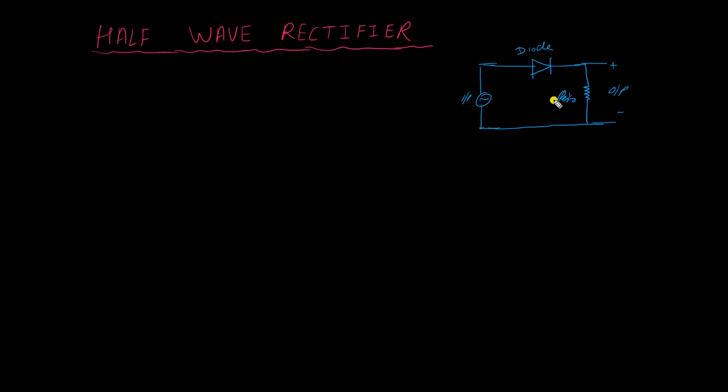Now let's analyze this situation in two parts. First case, forward bias. In case of forward bias, the diode will be like this. Here we will be positive and here we will get negative. So what will happen? In case of forward bias, we know that the resistance of the diode is 0 ohm, that is a short circuit. So we can replace this by a short circuit.